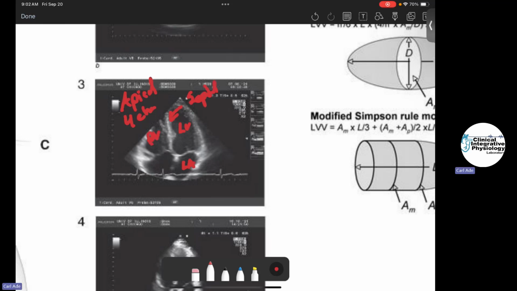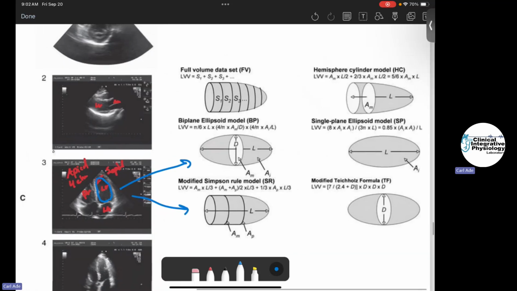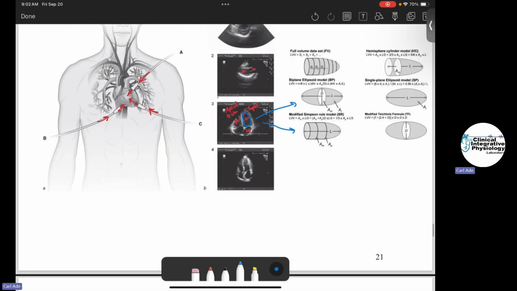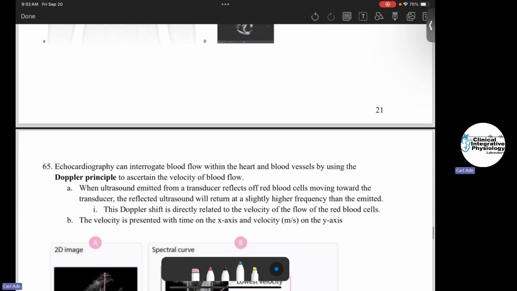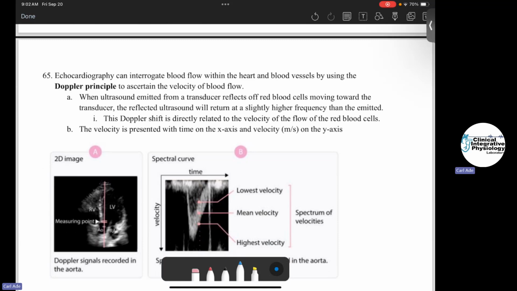Over here's the RV. We can actually go in and assess the volume of the left ventricle because it has a nice elliptical shape. There are different techniques out there for assessing the volume of that chamber from this 2D image. So we can see changes in end-diastolic and end-systolic volume, and calculate stroke volume at rest, during exercise, and in disease.